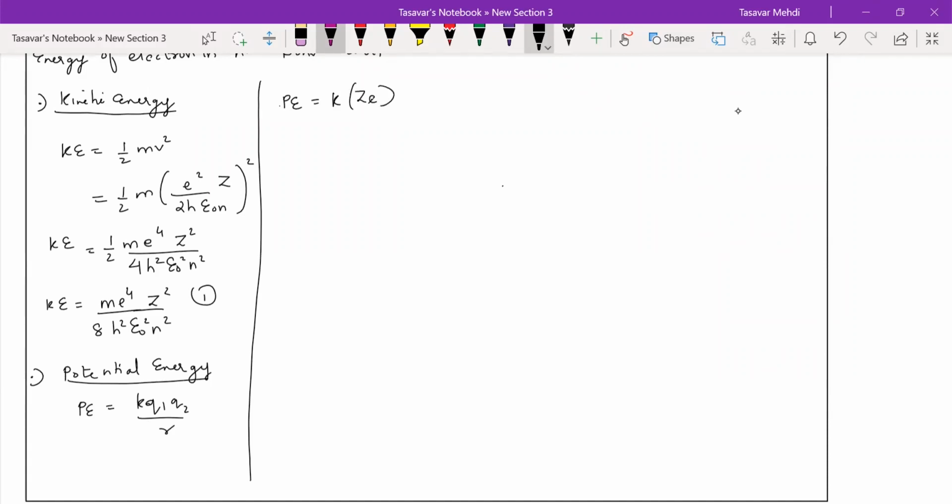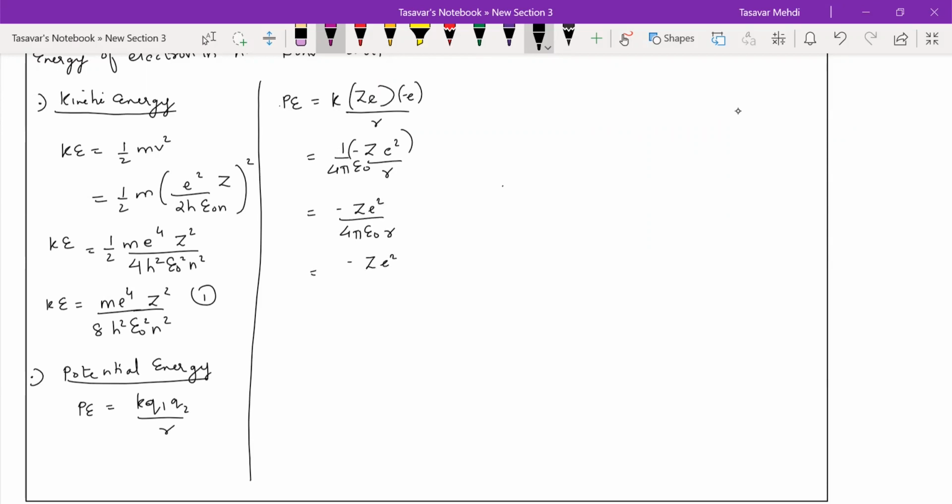Because inside a nucleus, let us take the example of sodium, sodium has 11 protons, so we have to do 11 into e as the total charge, and the charge of the electron will be minus e upon r. What is the value of K? K is 1 upon 4 pi epsilon naught, Z e square. The minus has also come out and this becomes r. So it will become minus Z e square upon 4 pi epsilon naught r.